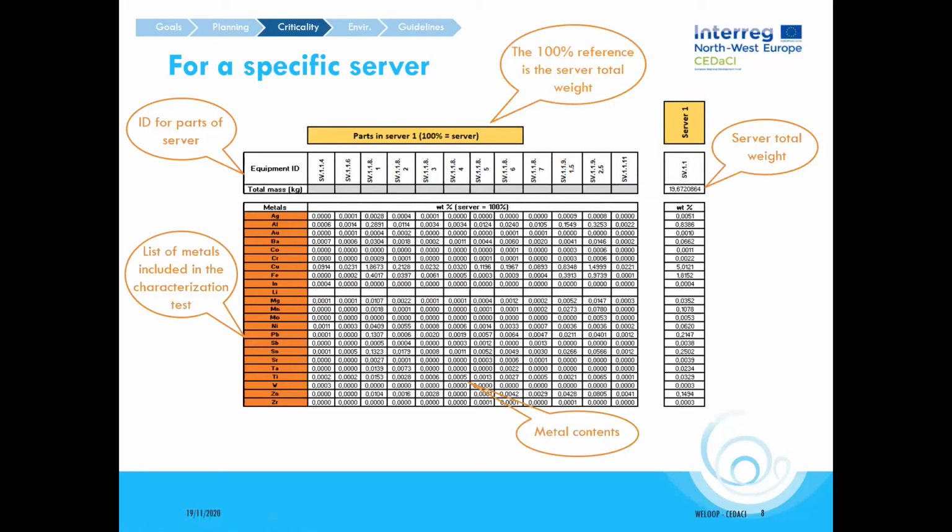It is also important to note that for the weight percent calculation, the 100% reference here is the server total weights. And it's also important to note that here only the complex parts of the server were assessed in terms of criticality. So for example, here we have a CPU, so central processor unit, a RAM, and there are lots of PCBs. So only the parts of the server that were characterized.